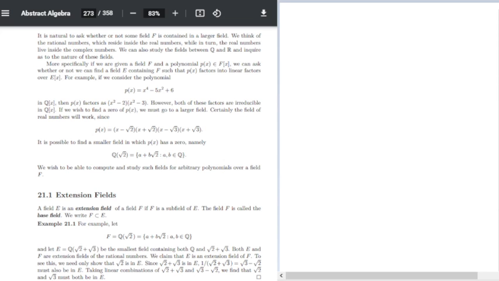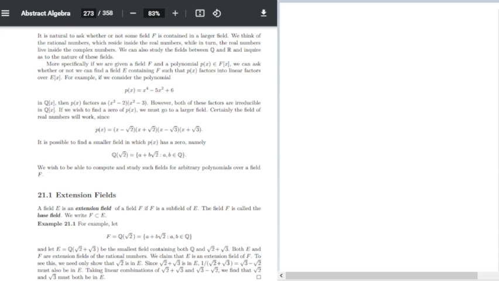For example, if we consider the polynomial p(x) = x^4 - 5x^2 + 6 in Q[x], then p(x) factors as (x^2 - 2)(x^2 - 3). However, both of these factors are irreducible in Q[x]. If we wish to find a zero of p(x), we must go to a larger field. Certainly the field of real numbers will work, since p(x) = (x - √2)(x + √2)(x - √3)(x + √3).